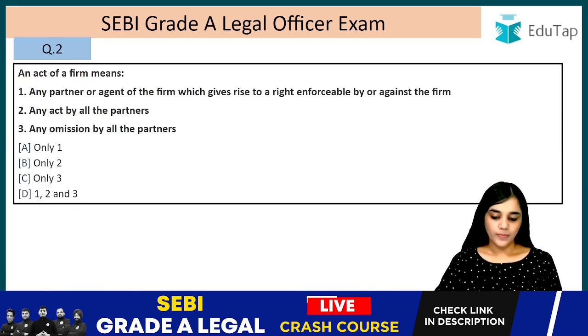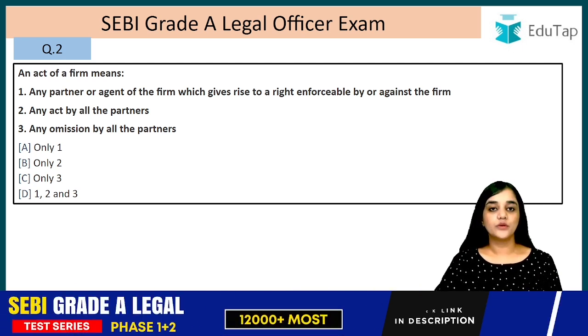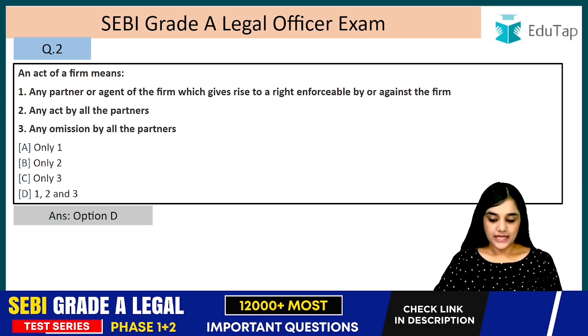Question number 2. An act of a firm means. So what is included in the act of firm? The answer is all of these are correct. So we can just move on to the section itself.